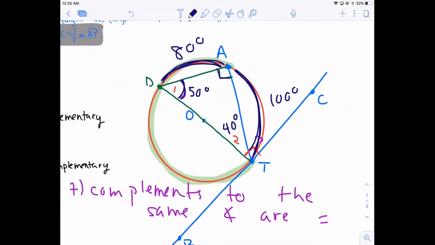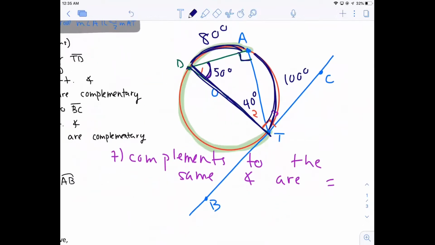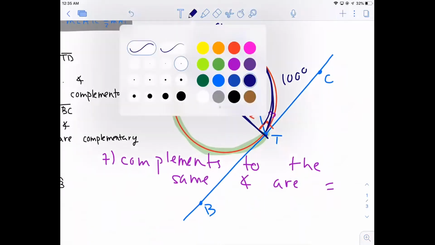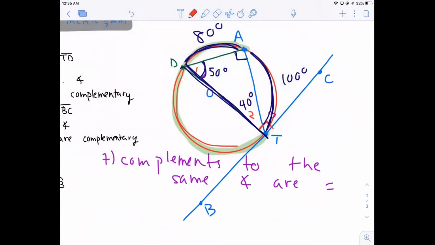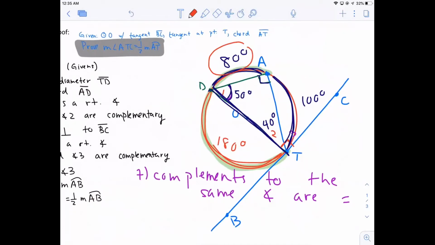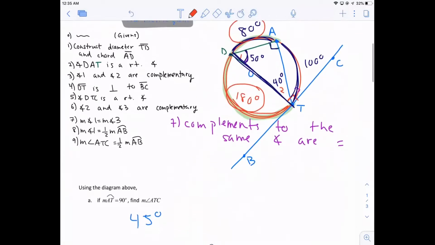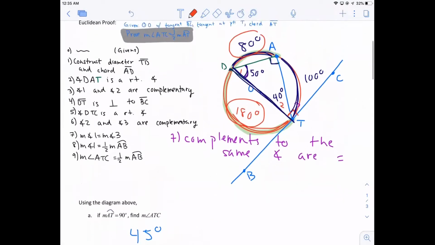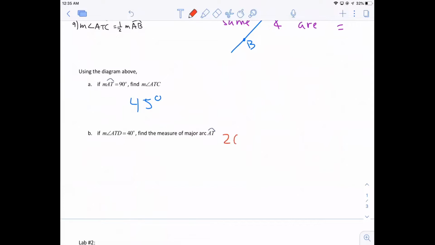And I guess that's kind of obvious because, well, DT is a diameter. So, of course, that's going to be 180 degrees. So that was a silly question. But that means this piece here, DT, that's also 180 degrees. And so we have 80 plus 180. That's going to be the measure of major arc AT, which is 260 degrees.